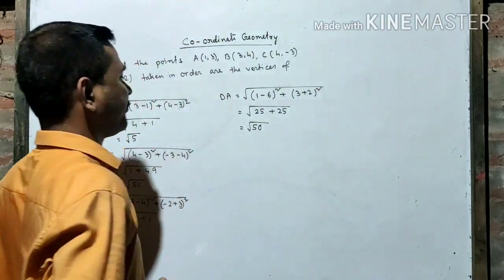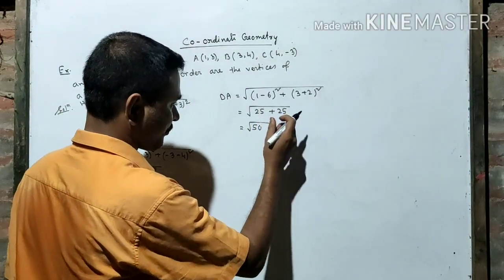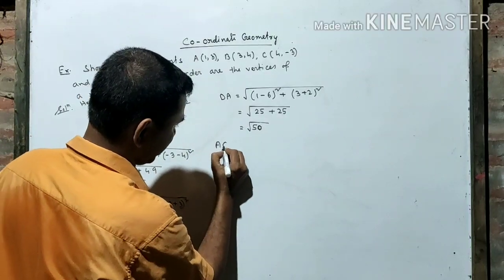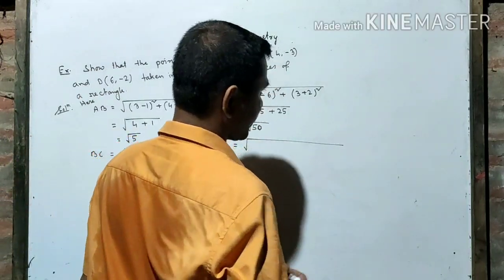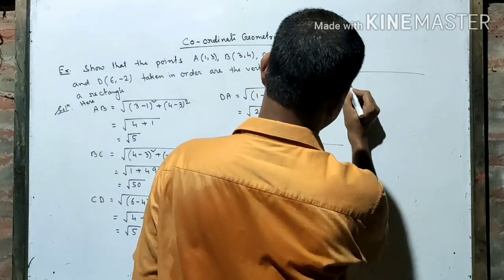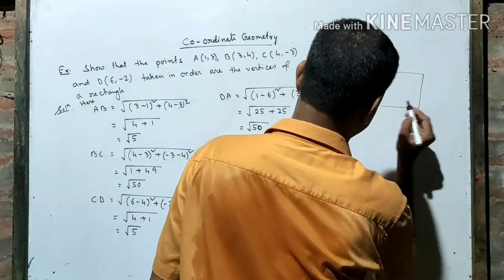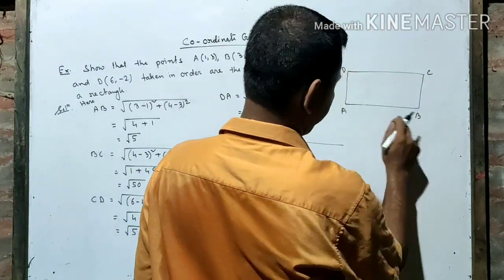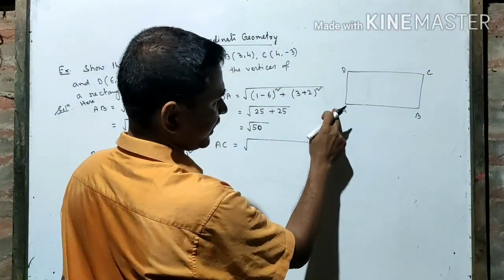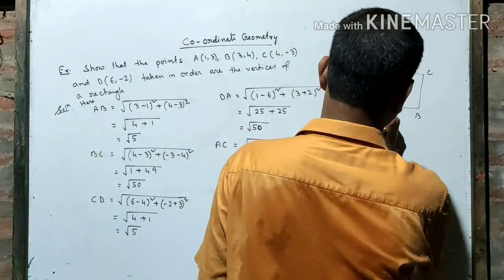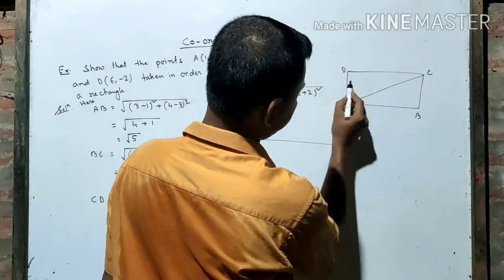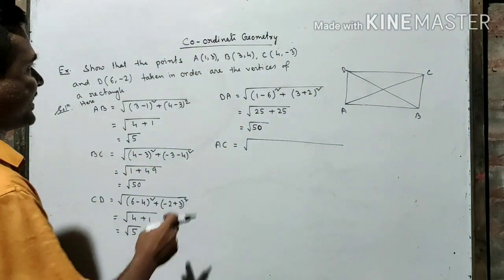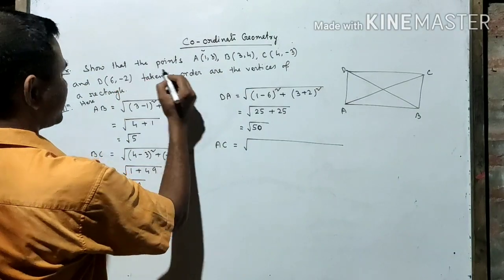So we have found the lengths of all sides. Now we will find the lengths of the diagonals. What are the diagonals? AC. ABCD is a rectangle, any quadrilateral ABCD. So the sides are AB, BC, CD and DA, and the diagonals are AC and BD. Okay, so AC, A and C.